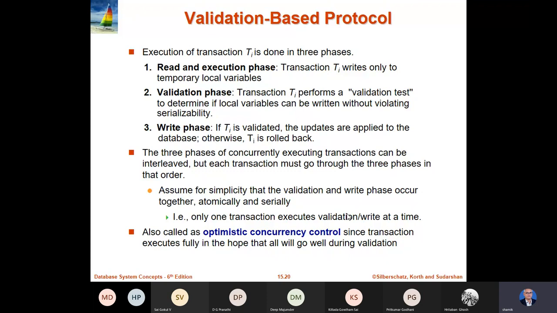And it's called optimistic concurrency control, in that the individual transactions keep executing in the read and execution phase. They write only to their local copies, or temporary local variables, of the data. They do a validation to check that there is no conflict. And if the validation is passed, then in the write phase, the data is actually written to the database.